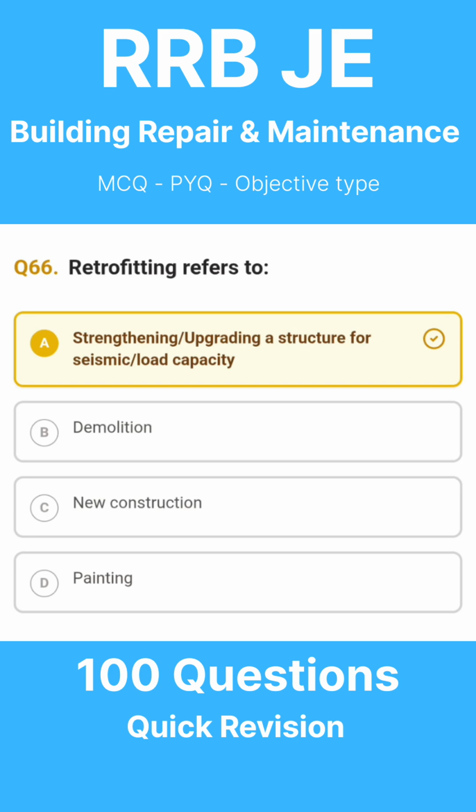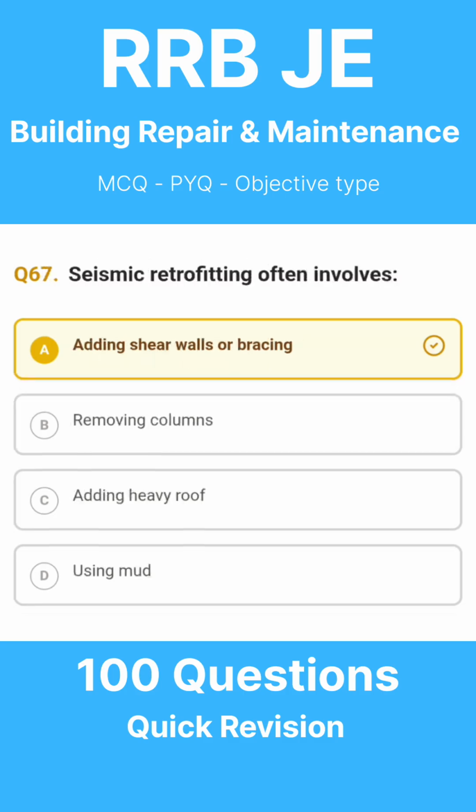Question 66. Retrofitting refers to. The correct answer is strengthening or upgrading a structure for seismic or load capacity. Question 67. Seismic retrofitting often involves. The correct answer is adding shear walls or bracing.